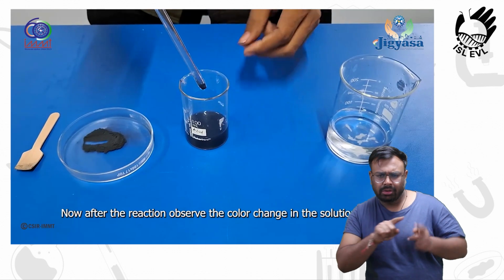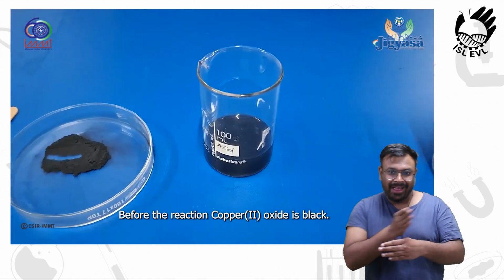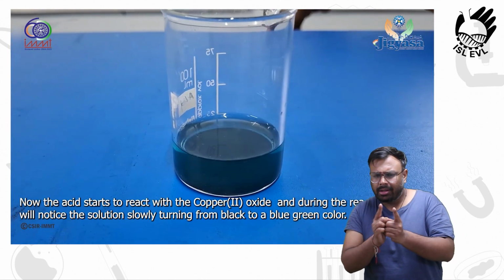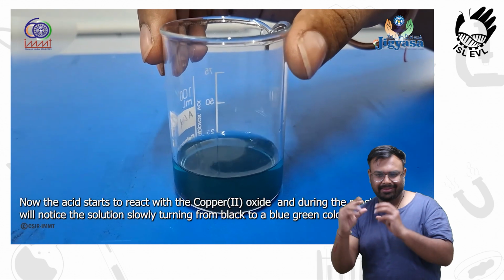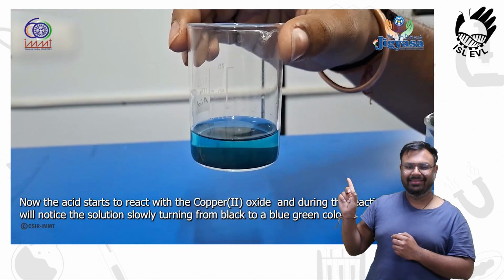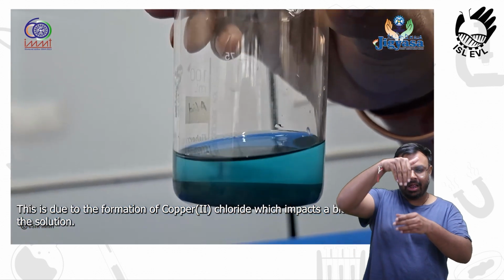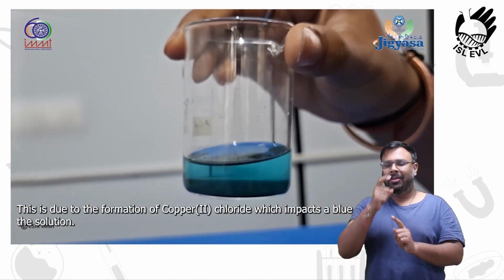Now, after the reaction, observe the color change in the solution. Before the reaction, copper oxide is black. Now, the acid starts to react with the copper oxide, and during the reaction, you will notice the solution slowly turning from black to a blue-green color. This is due to the formation of copper chloride, which imparts a blue-green tint to the solution.